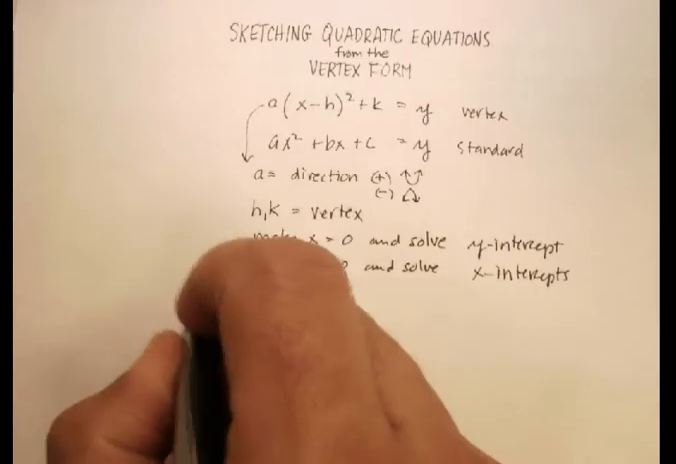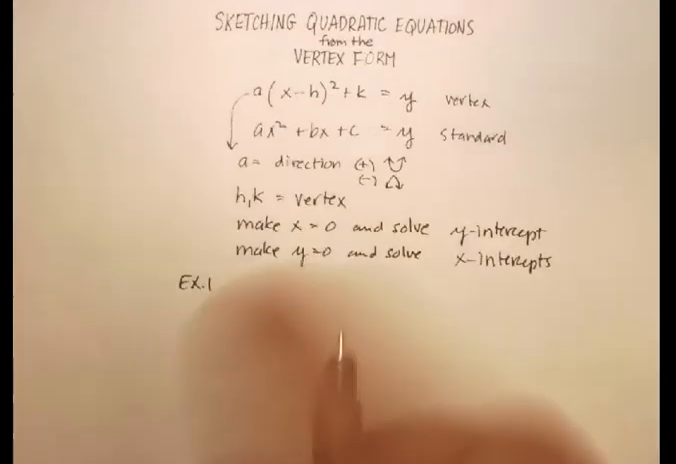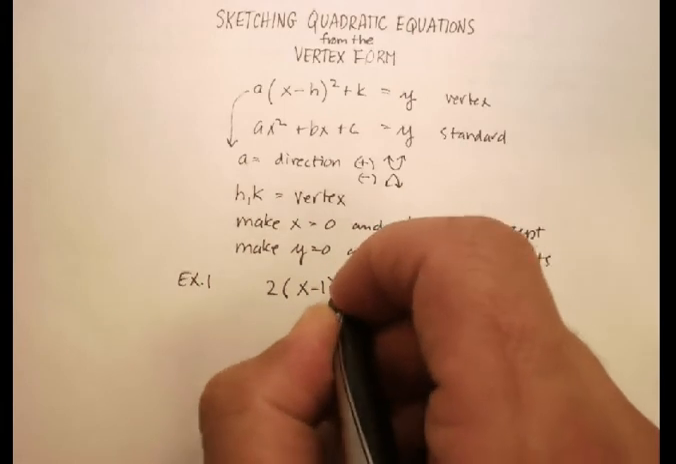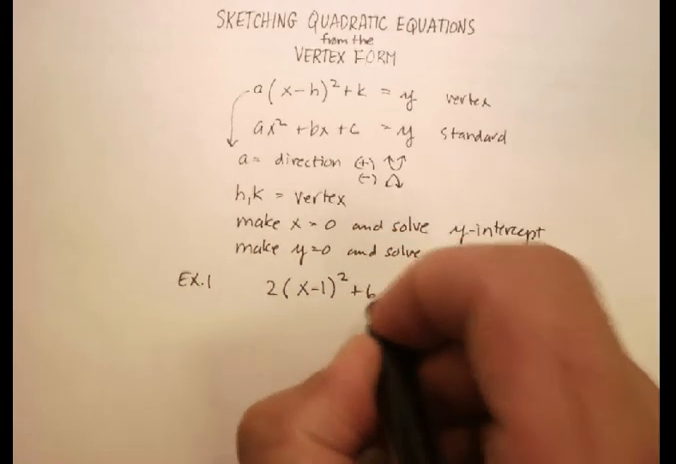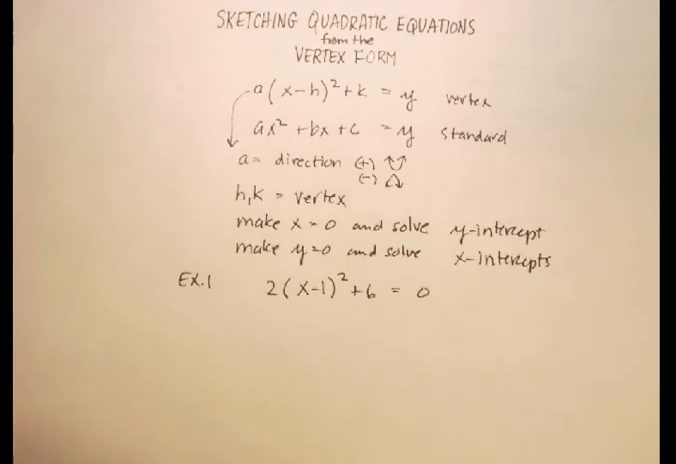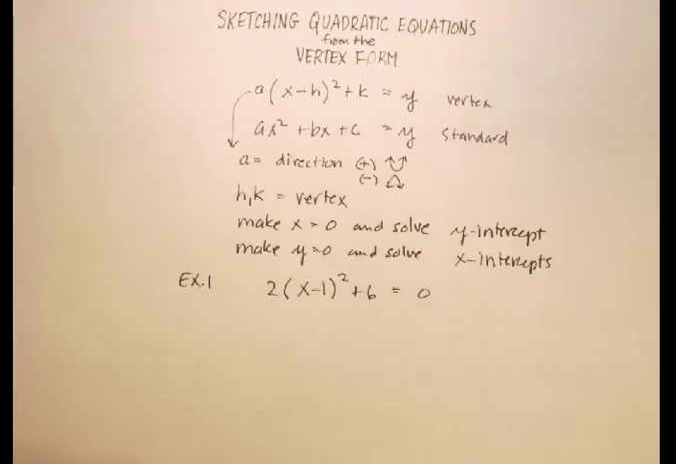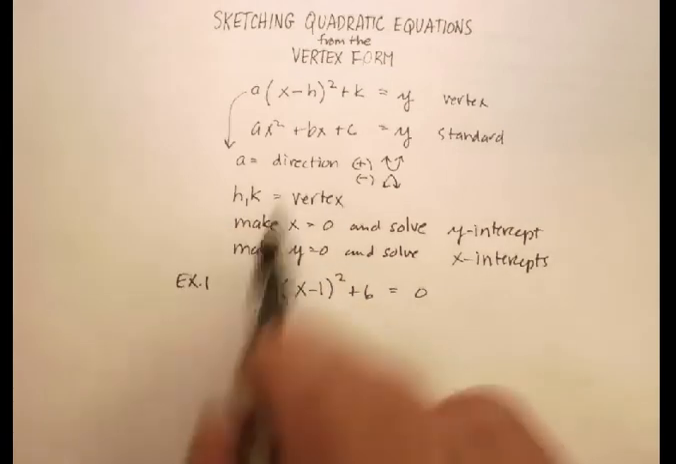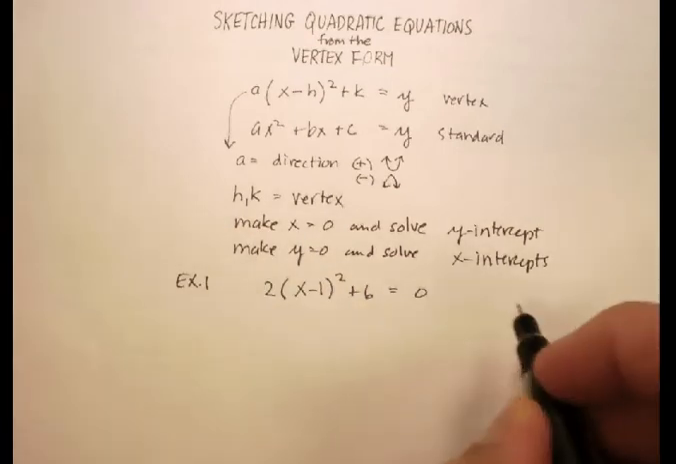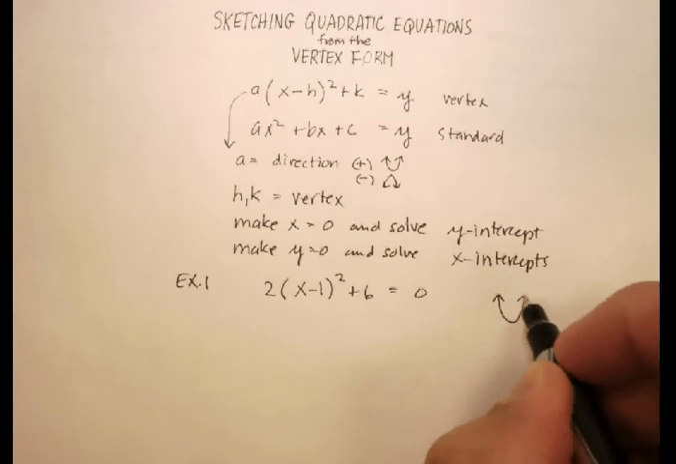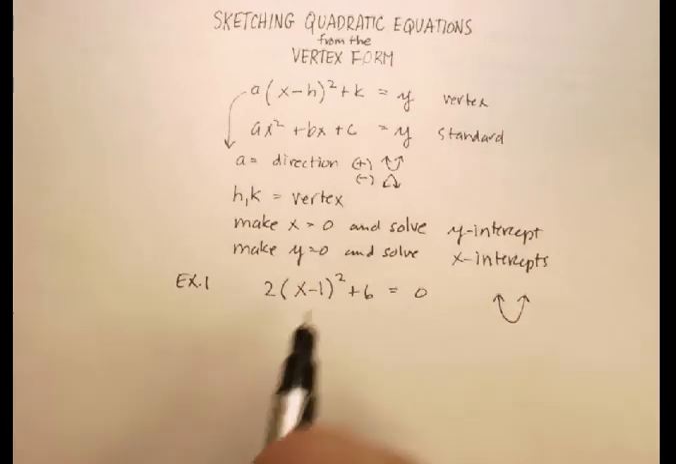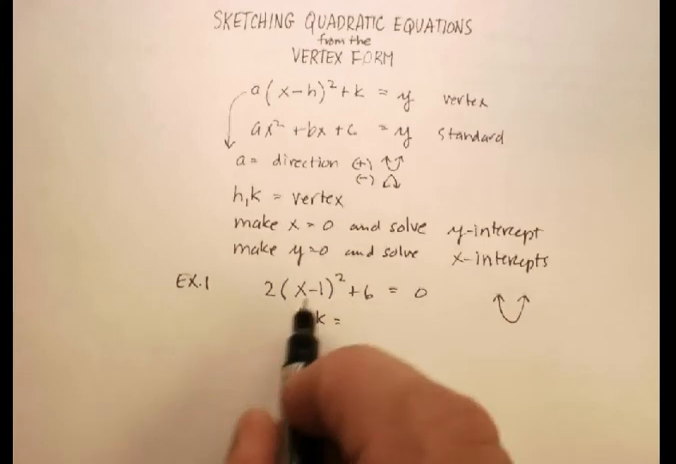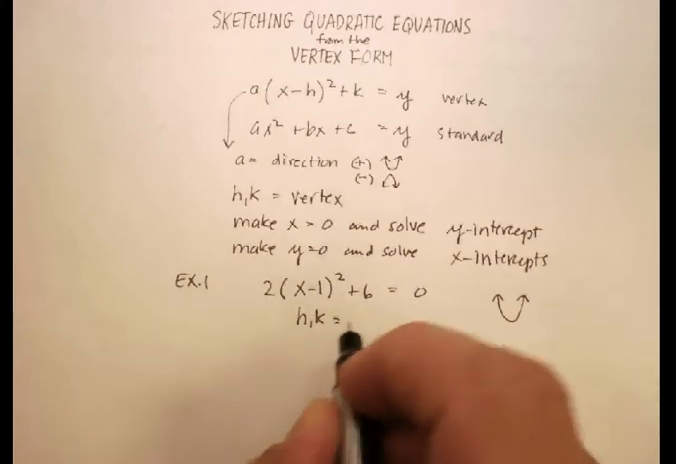Let's use this example. Let's say that y equals 2 times x minus 1 quantity squared plus 6. And let's see what we can do to quick sketch this parabola. Well, looking at my information right off the bat, I know that my a is positive, so my parabola is going to be opening upward. So that's one thing I know. I know that my h and my k are equal to 1 and positive 6.